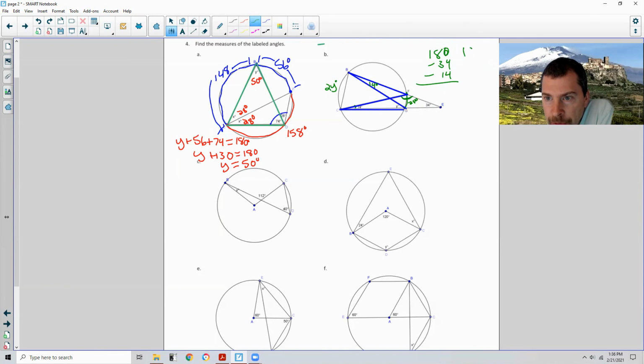So let's just do it that way. 180 minus 48, which is 34 and 14. And that would give me 132. So this is 132 degrees. Okay, does that help? So let me erase this 28 here. That's the arc measure. So now I have 132 degrees here.